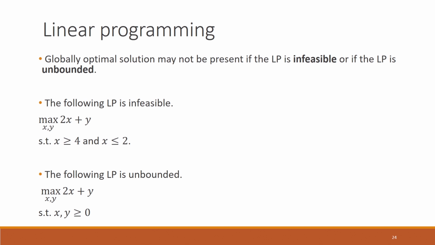Similarly, consider this linear program: maximize 2x plus y such that x, y are greater than or equal to 0. Now there is no bound to this objective function, because as you keep increasing x and y, this objective function will increase, and since this feasible region is unbounded, the result that we said, that the optimal solution will lie at one of the extreme points, does not hold. But when the linear program is feasible and bounded, then the result that we discussed will work.